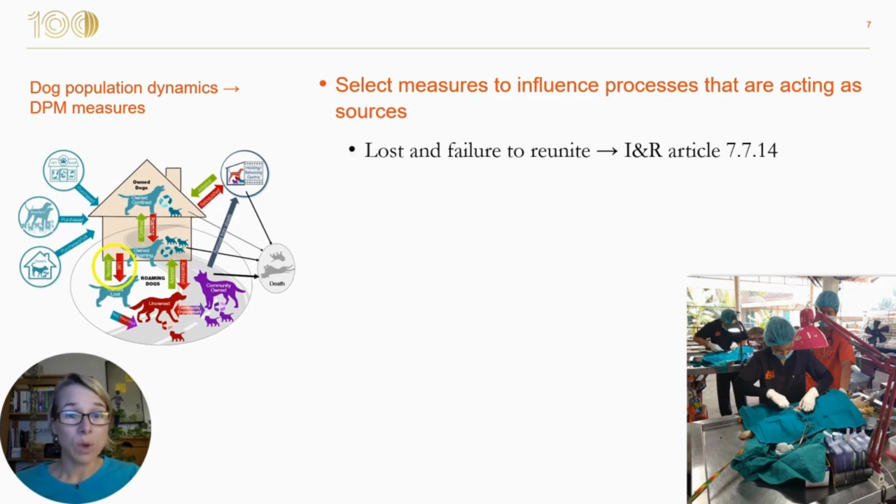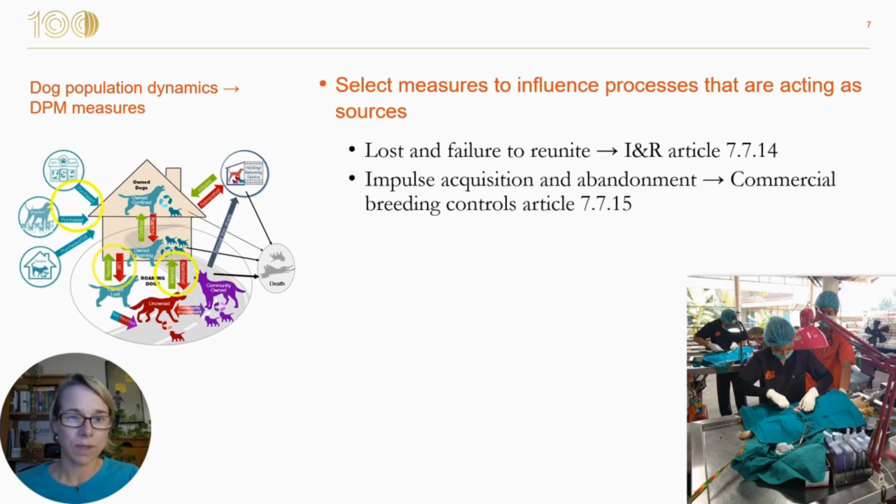So if loss and failure to reunite is a significant source of free-roaming dogs, then we want to introduce the measure of identification and registration, as outlined in Article 7.7.14. And if we find evidence of issues of impulse acquisition or supply of puppies with poor health, behaviour and welfare, leading to subsequent abandonment, then we need commercial breeding controls.